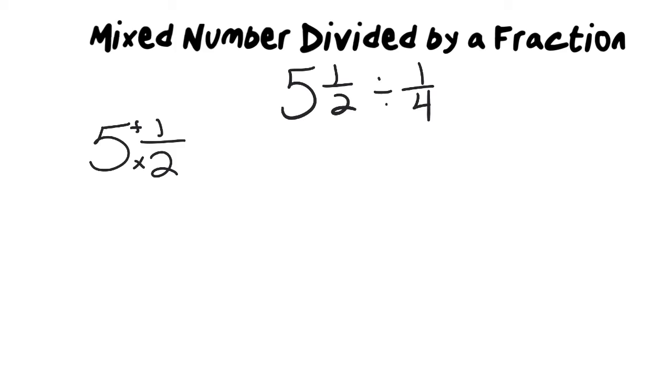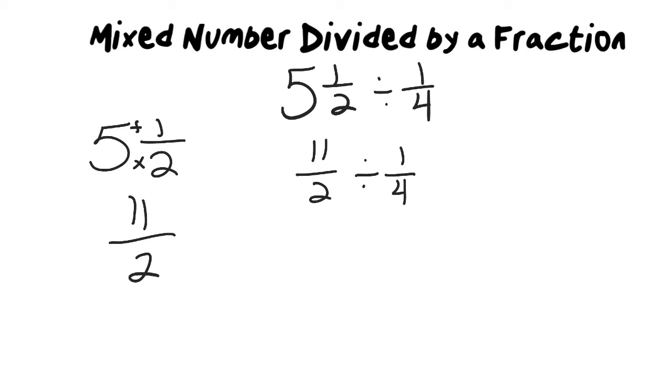So you would do 5 times 2, you have to follow order of operations, is 10, plus the one on top is 11. So to change that into an improper would be 11 halves. So we would change this now to be 11 halves divided by 1/4.